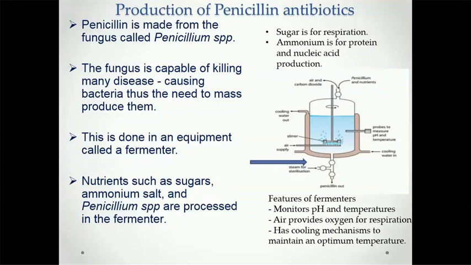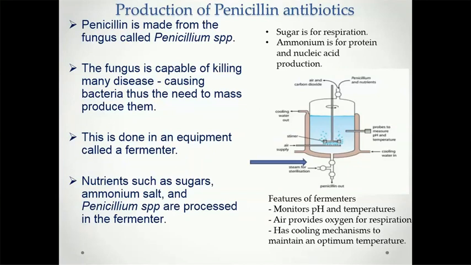Now, in this fermenter, the nutrients such as sugar, ammonia salt, and the Penicillium itself are processed. Now, what is the function of the sugar? It is for respiration to take place. The ammonia is to provide protein for the Penicillium in order for it to grow or increase in number.